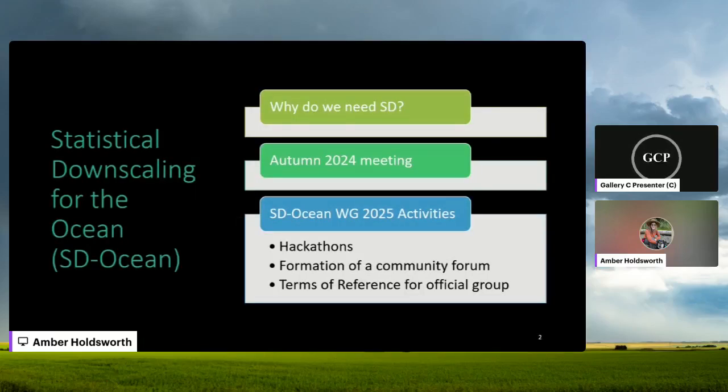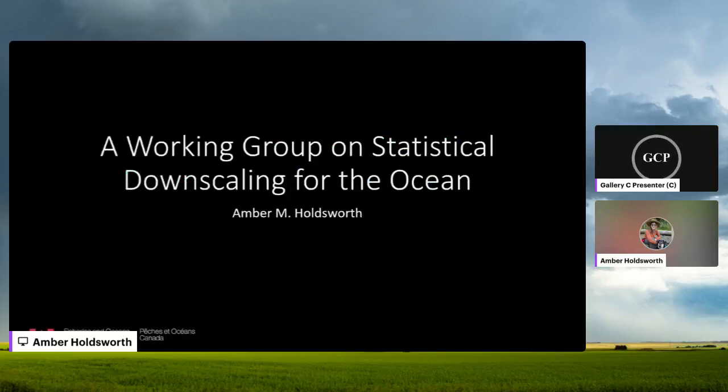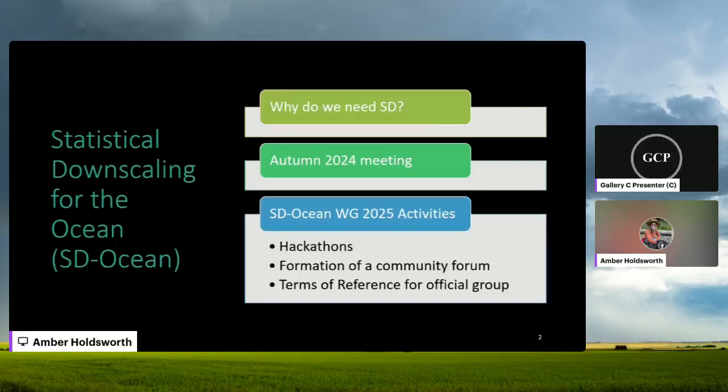Okay, so I entitled this talk Statistical Downscaling for the Pacific Ocean, but really this group is starting with Pacific Ocean examples, and will actually be a Canada-wide working group. So hopefully I have something nice and light and fun for you before lunch. So I'm going to tell you about why we need statistical downscaling. Then I'm going to tell you about the autumn 2024 meeting that we had, and I'm going to then finish up with some talk about the activities that we have planned in 2025.